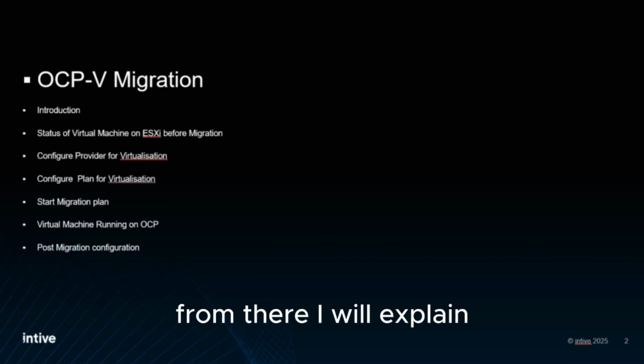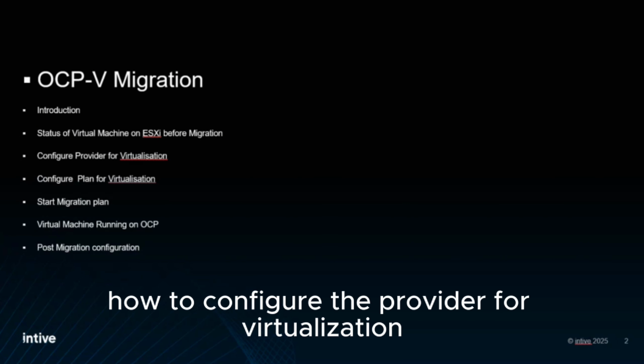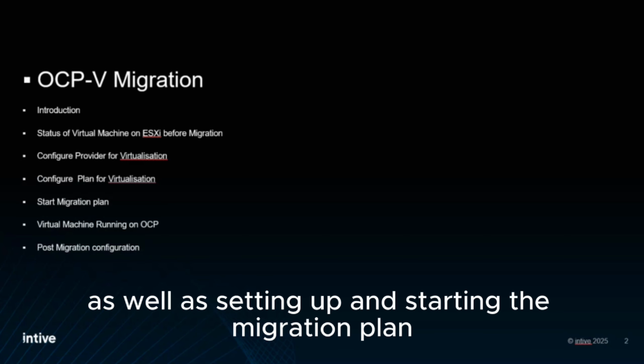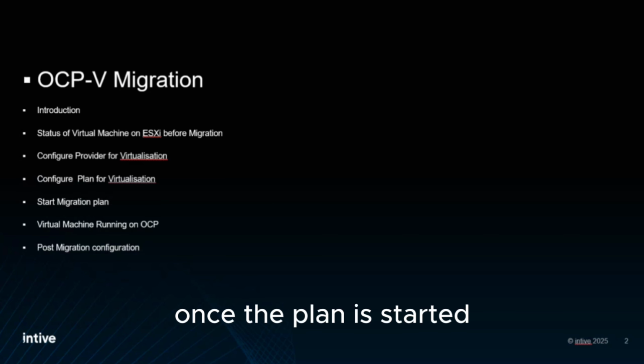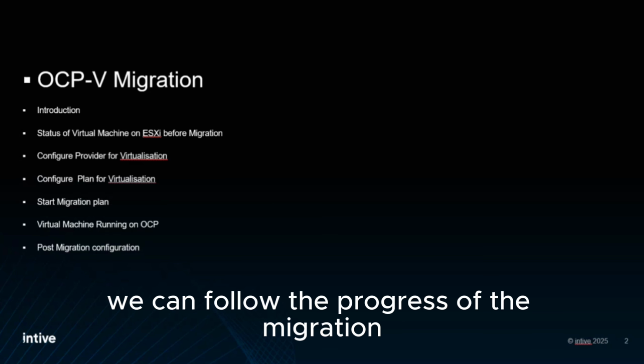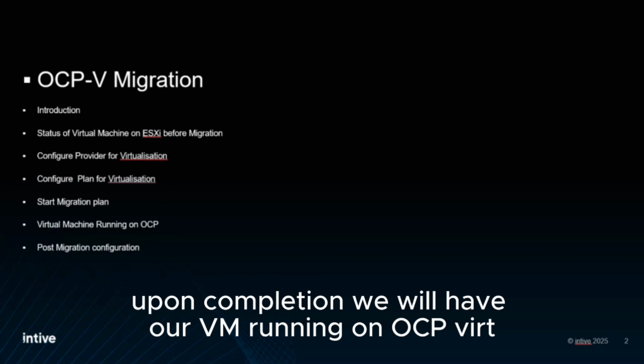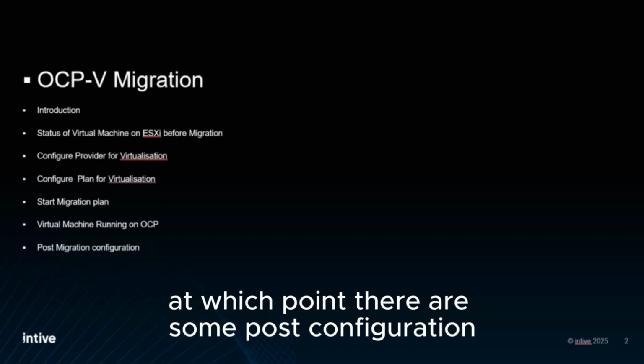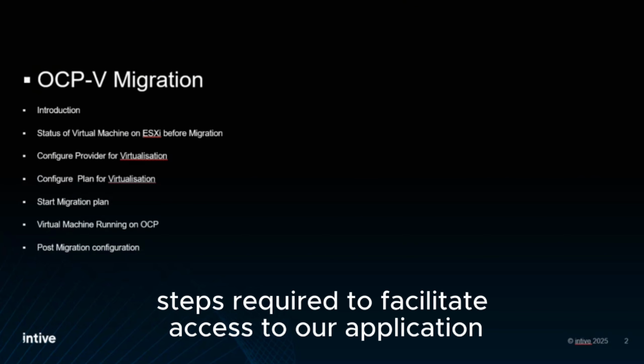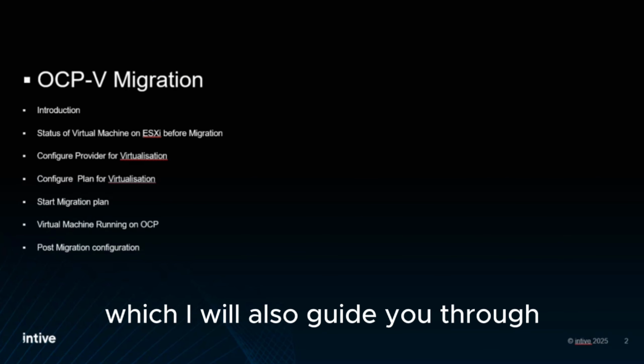From there, I will explain how to configure the provider for virtualization in OCP, as well as setting up and starting the migration plan. Once the plan is started, we can follow the progress of the migration. Upon completion, we will have our VM running in OCP Virt, at which point there are some post-configuration steps required to facilitate access to our application, which I will also guide you through.